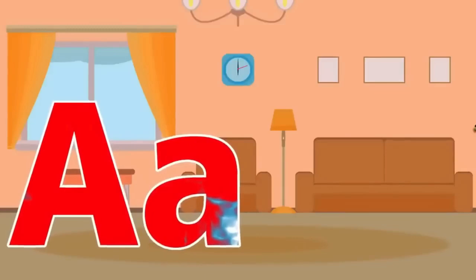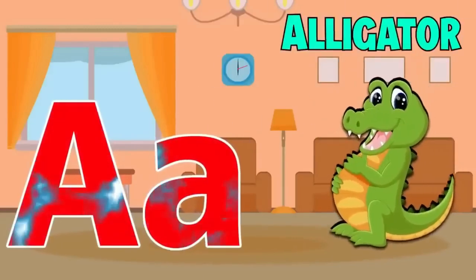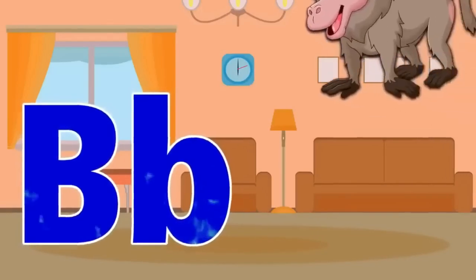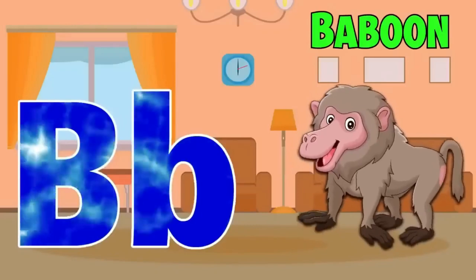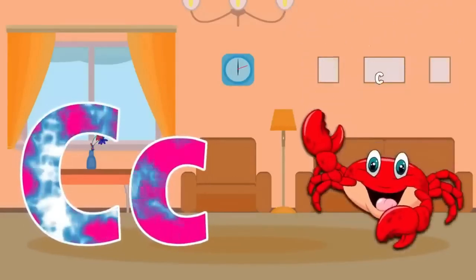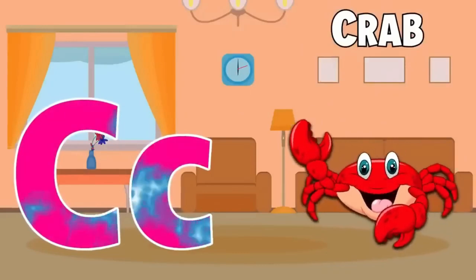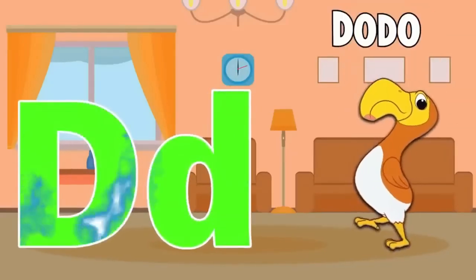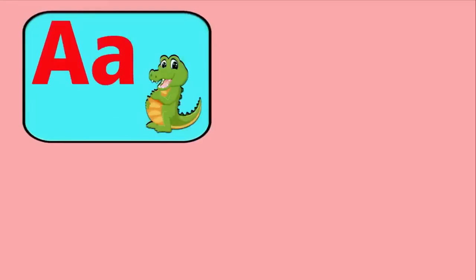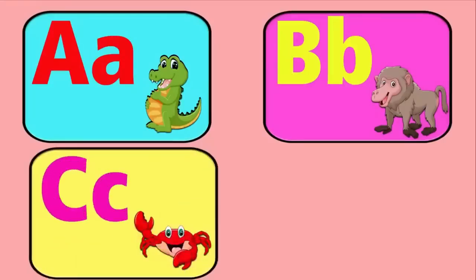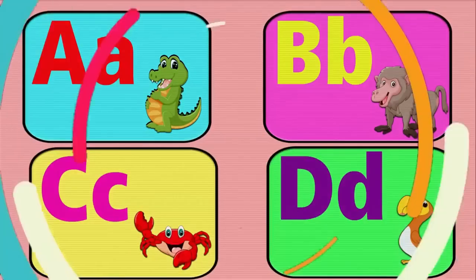Letter A. Its sound is a. A alligator. Letter B. Its sound is b. B baboon. Letter C. Its sound is k. K crab. Letter D. Its sound is d. D dodo. A for alligator. B for baboon. C for crab. D for dodo. That's great.